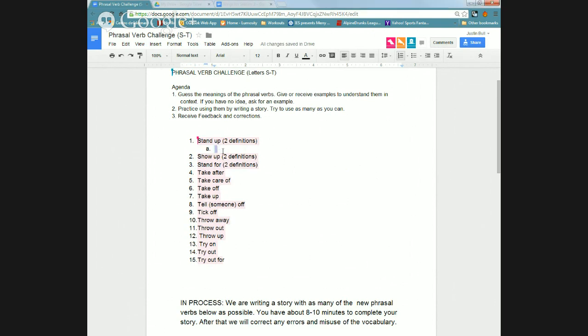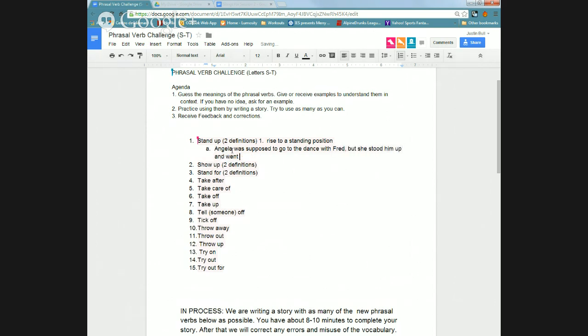For me, it seems to be to keep yourself on your feet. Yes, exactly. That's the obvious one. Rise to a standing position. All right, I'm going to give you an example, and I want you to see if you know the meaning of this one, okay? This one's a kind of more of a fun example. Angela was supposed to go to the dance with Fred, but she stood him up and went with Chuck instead. What do you think that means, Kako?